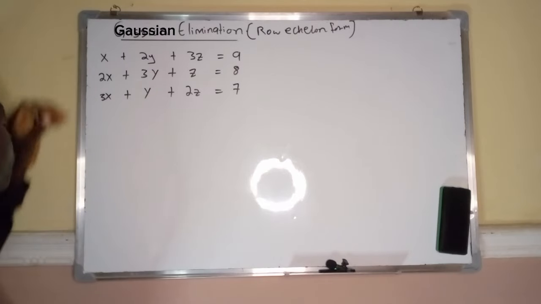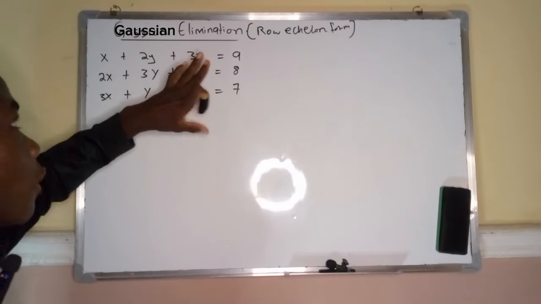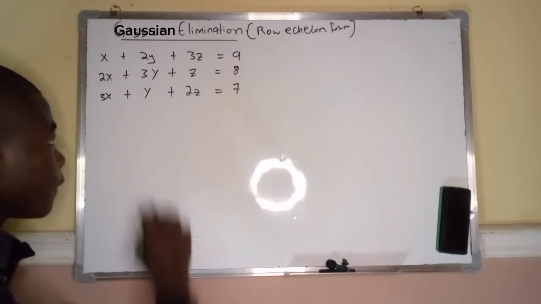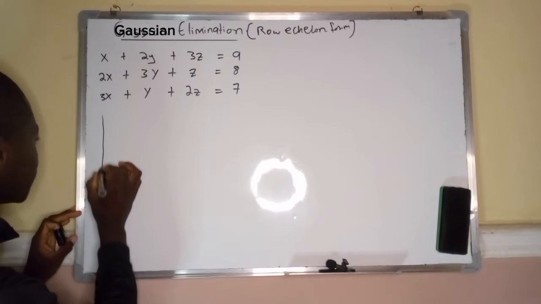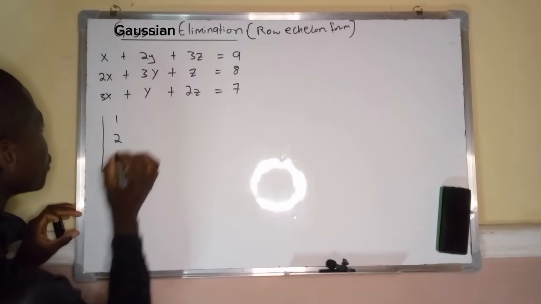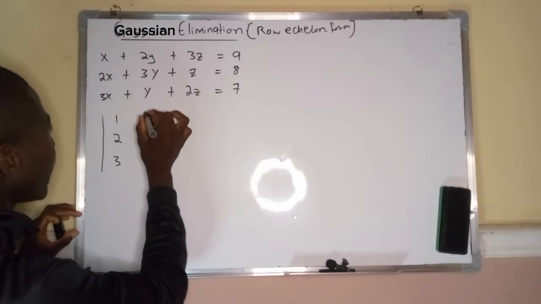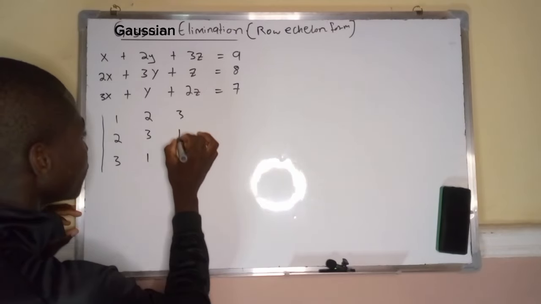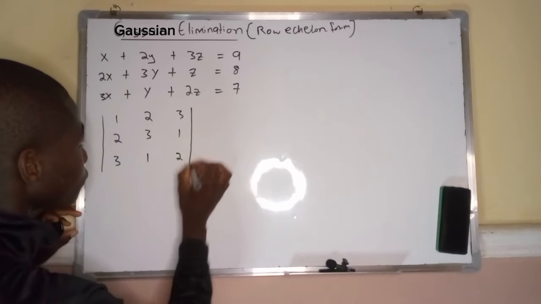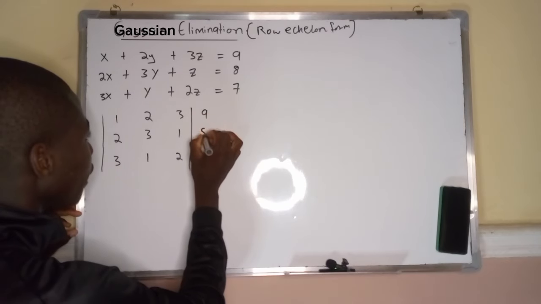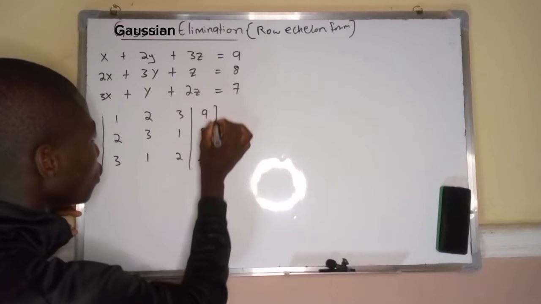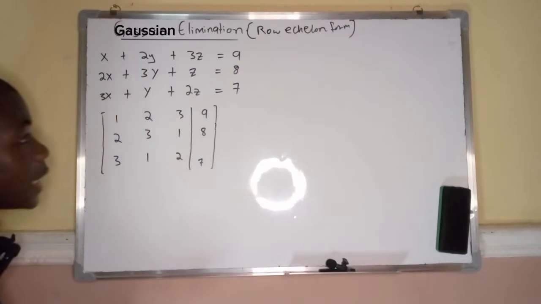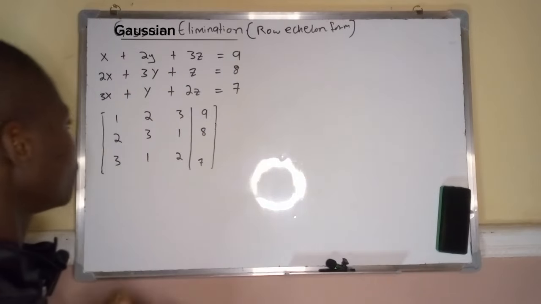An augmented matrix: we are to pick the coefficient of x, the coefficient of y, and also the coefficient of z. So I will have 1, 2, 3, and therefore 2, 3, 1, and therefore I will have 3, 1, 2, and then I will have 9, 8, 7. So this is what we call the augmented matrix.